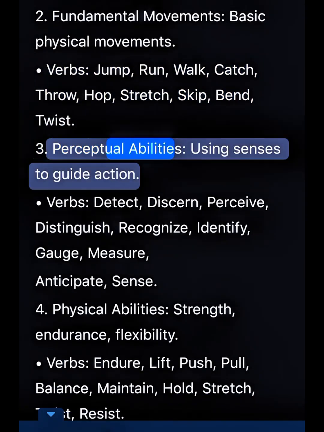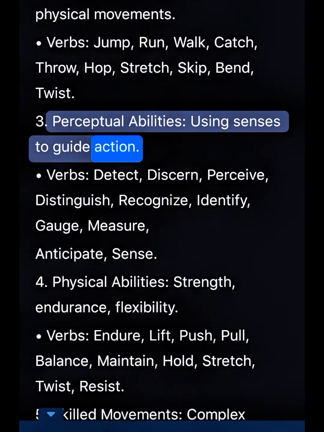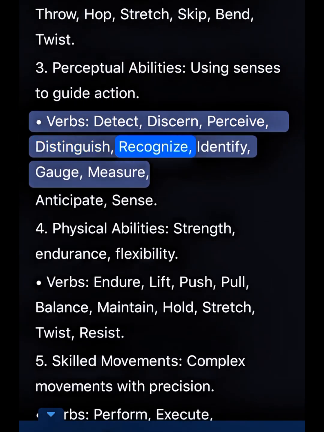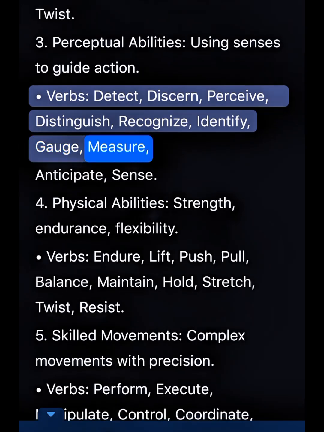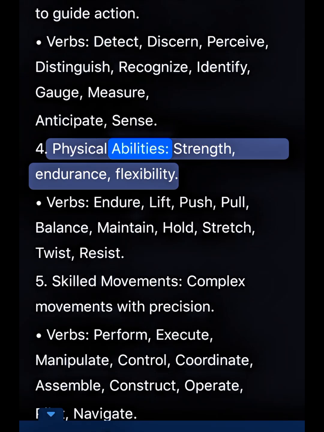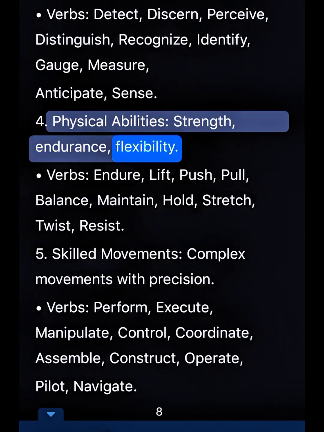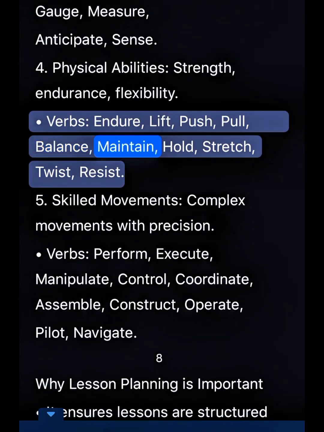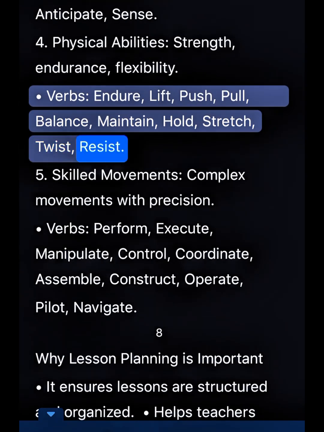3. Perceptual abilities, using senses to guide action. Verbs: detect, discern, perceive, distinguish, recognize, identify, gauge, measure, anticipate, sense. 4. Physical abilities, strength, endurance, flexibility. Verbs: endure, lift, push, pull, balance, maintain, hold, stretch, twist, resist.